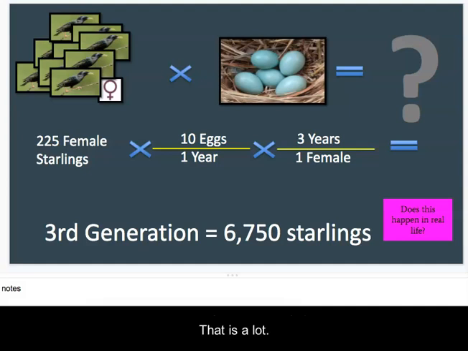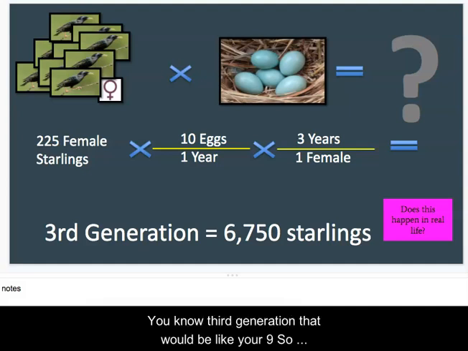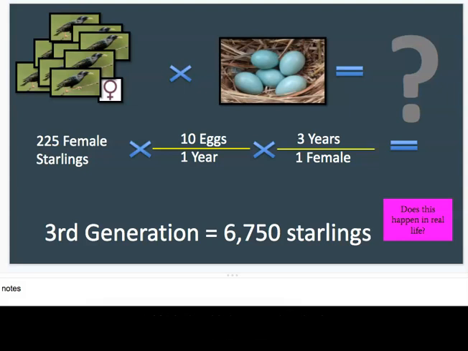That is a lot. And the third generation would be like year 9. So within 10 years, you've gone from 1 to almost 7,000 starlings. Does this happen in real life? Do we have that many starlings flying around? If not, try to think about why.